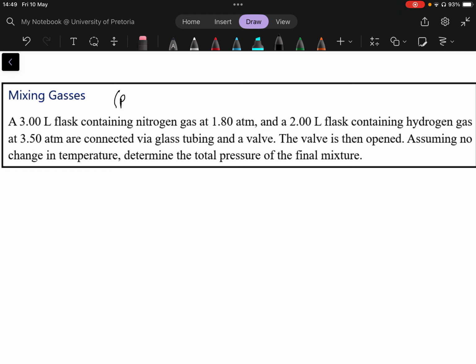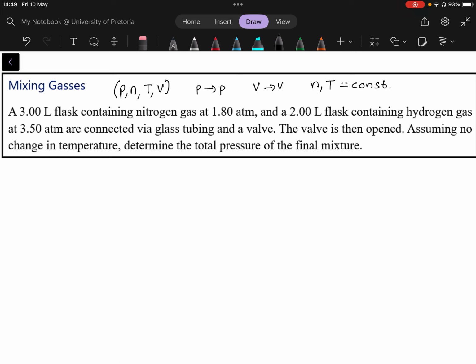So what this looks at is the relationship between pressure, number of moles, temperature, and volume. There are two things that remain constant and two things that change. We'll have initial pressures, which lead to a final pressure. We'll have initial volumes that will lead to final volumes. But the number of moles of gas at the beginning, and the temperature of the system at the beginning, remain constant. So these are constants. And that means we can use specific kinds of equations, which we'll look at just now. But let's draw a picture of what this scenario is.